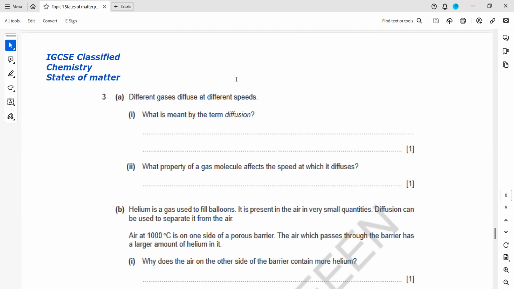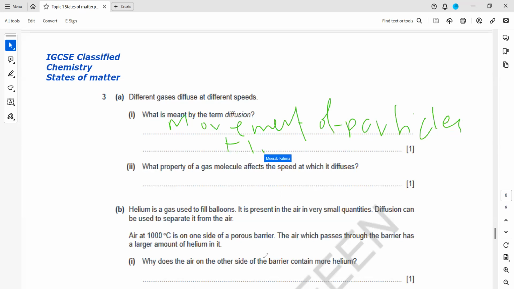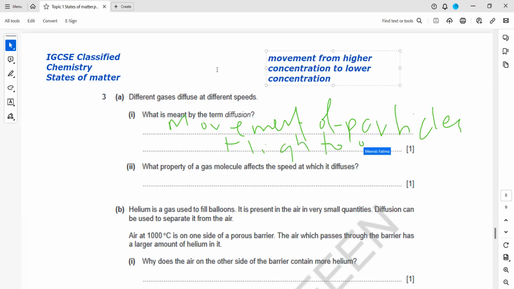The first one: different gases diffuse at different speeds. What is meant by the term diffusion? How do we define the term diffusion? It's a movement of molecules from a region of high concentration to a region of low concentration. Movement of molecules or movement of the particles, that's right.